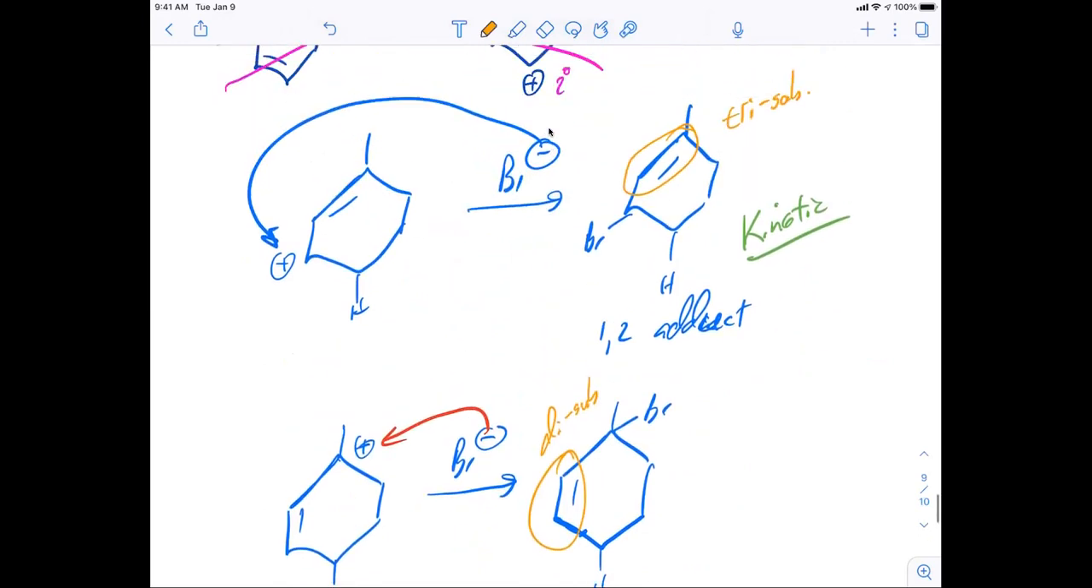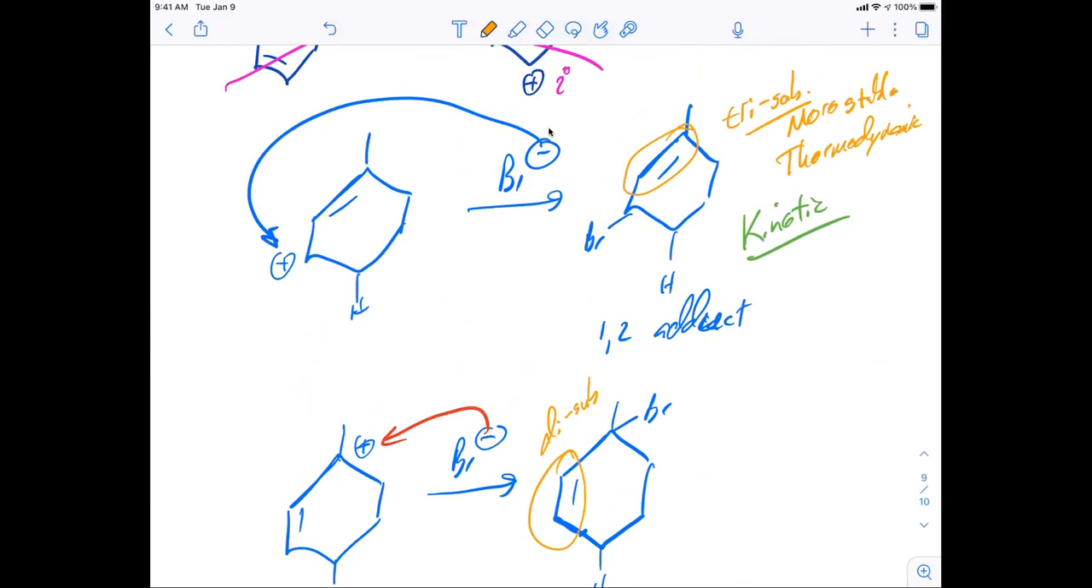Which of these two is more stable, the tri or the di? This one is more stable. So therefore, what's my thermodynamic? This is my thermodynamic. Your kinetic is going to be your fastest. That's a lower energy of activation that's based on proximity. So therefore, 1-2 always wins out.